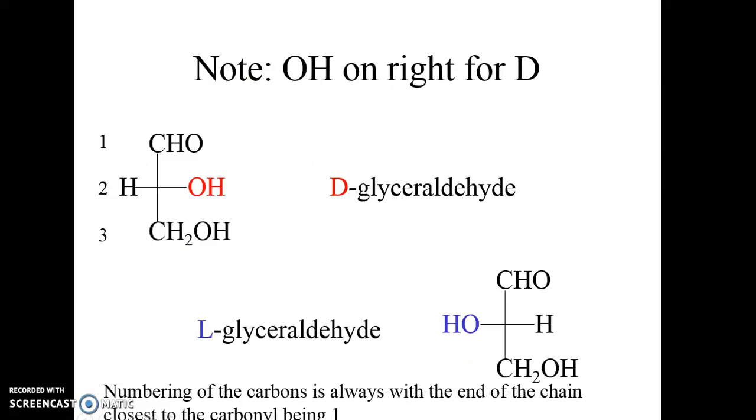So when I draw them in the Fischer projection, I recognize that the carbonyl is written at the top. I go down to the bottom and go one up. Why do I go one up? Because this is not chiral. Go one up, and I look at the conformation and see if the hydroxyl is on the right or the left. If it's on the right, it's D. If it's on the left, it's L.